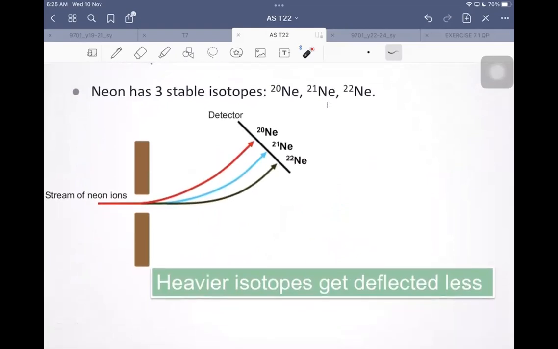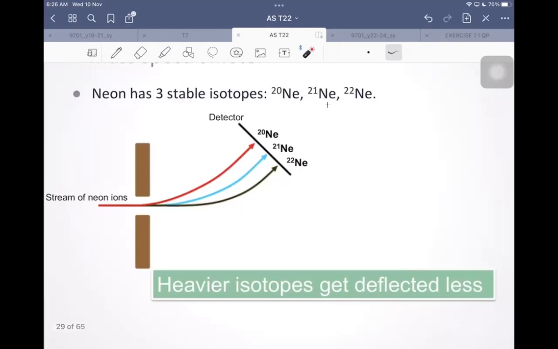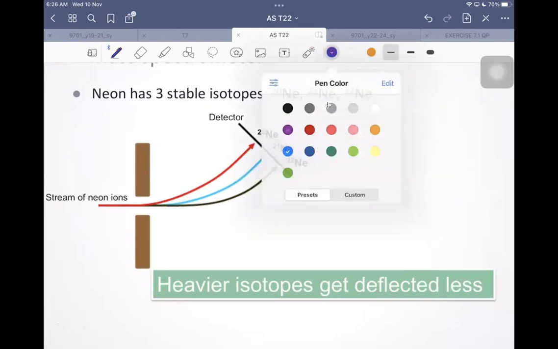Another thing that I want you to notice is this angle of deflection. I think I have mentioned this earlier in either topic 1 or topic 2, okay? So when we talk about the angle of deflection, usually the lighter species, in this case the lighter isotope, will get deflected more. You can see the angle of deflection. What is the baseline of this angle of deflection? I'll use a purple line, okay?